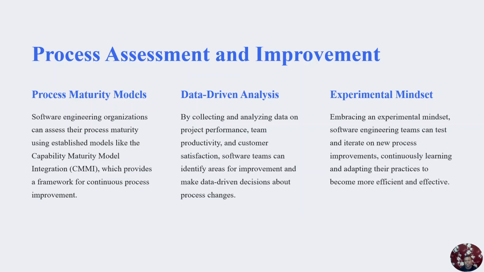Now let's see process assessment and improvement. Process maturity models. Software engineering organizations can assess their process maturity using established models like Capability Maturity Model Integration, or CMMI in short form, which provides a framework for continuous process improvement.